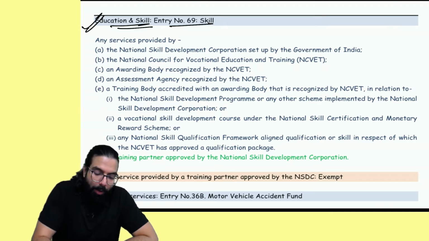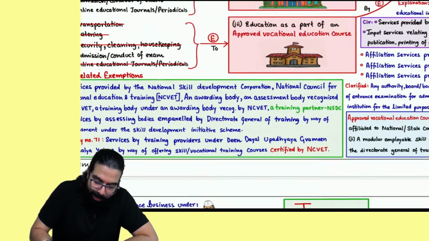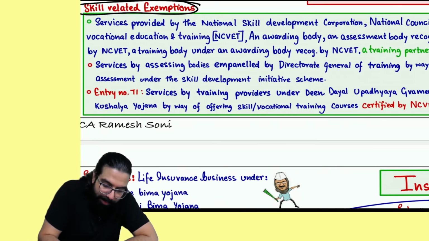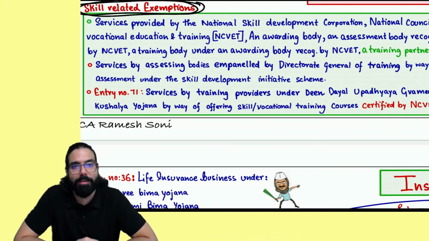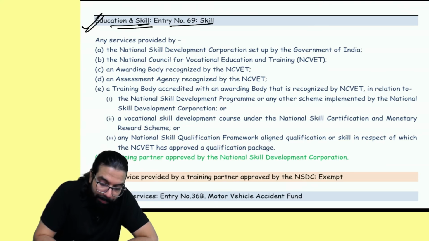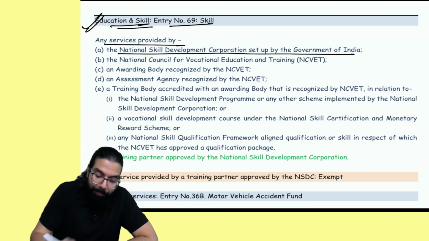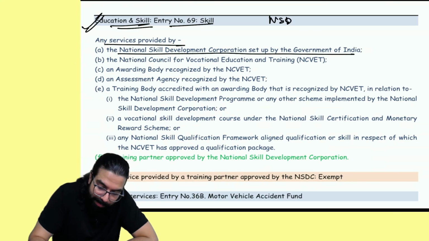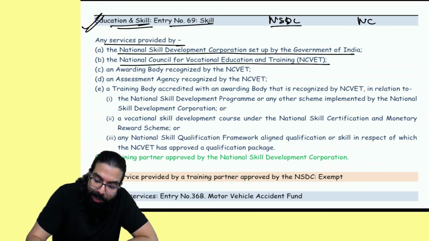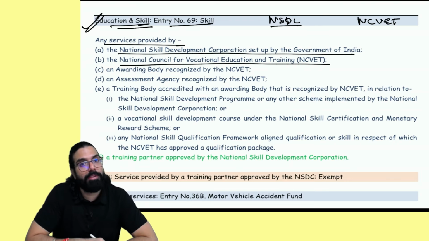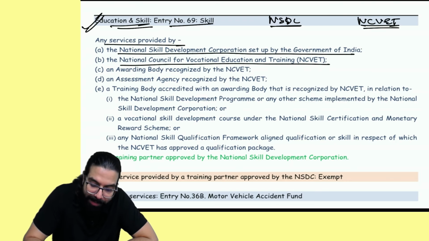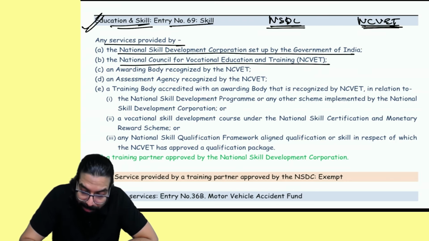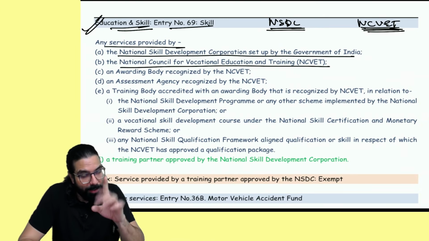Education and skill. I hope you remember in education and skill, one skill related entry was there. National Skill Development Corporation, NSDC, was there. The services provided by NSDC are exempted. I also told you National Council for Vocational Education and Training, their service is also exempt. Skill services given by NSDC and NCVET are exempted.